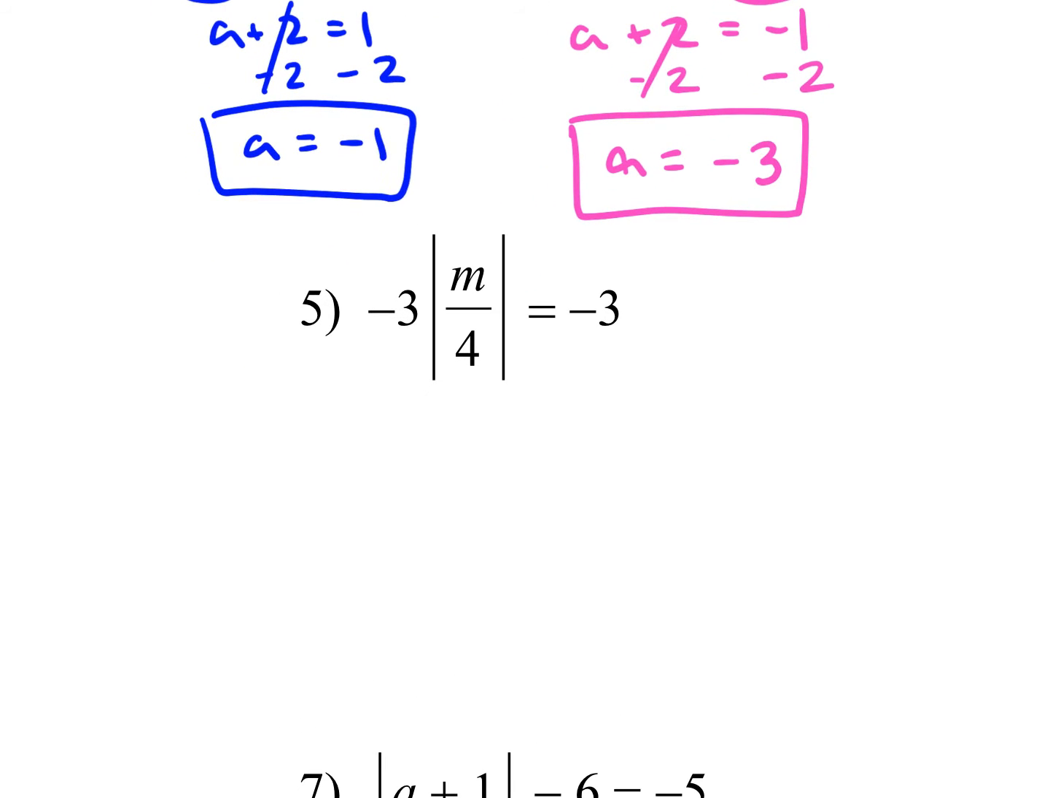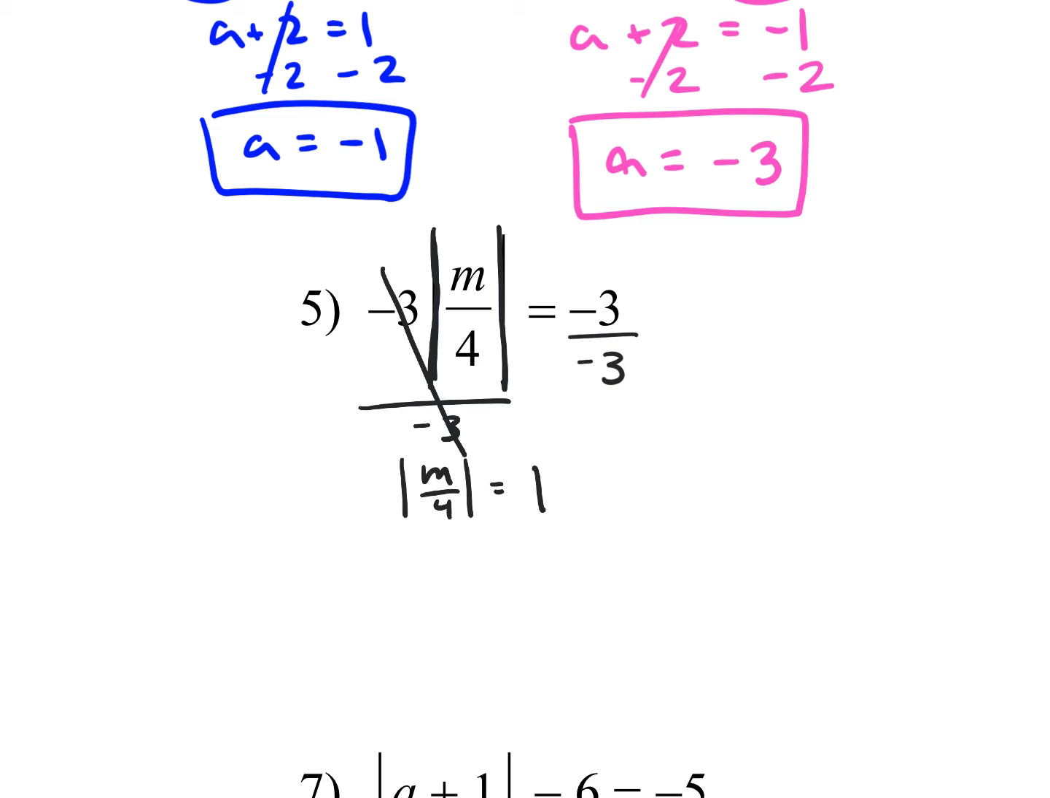All right, let's look at number 5. Again, I want to isolate my absolute value, so I need to move that -3 to the other side. How do I move that -3 touching the absolute value to the other side? Awesome. Divide by -3. Since it's being multiplied, I do the opposite of multiplication, so I divide. So I have the absolute value of m divided by 4. What's -3 divided by -3? 1.